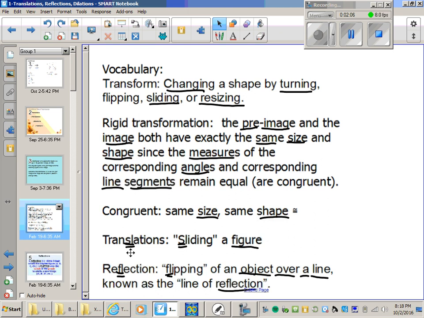Translations, I've underlined the letters SL because that can help you remember. Translation means to slide a figure. A reflection, that FL is underlined, and that's a way that you can remember what reflection means. It's the flipping of an object over a line, and that line is known as the line of reflection.